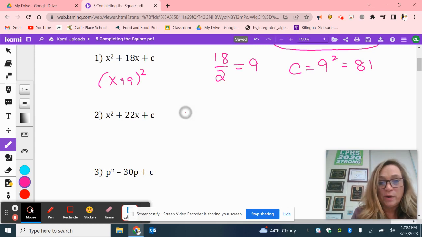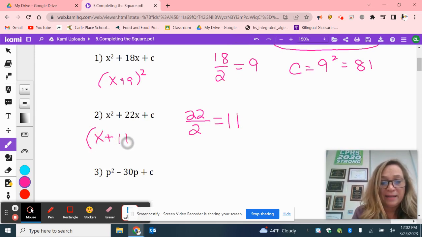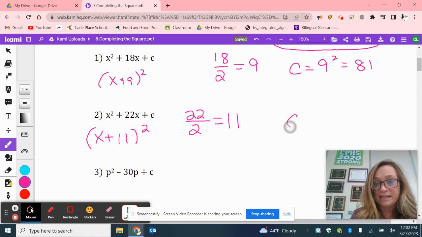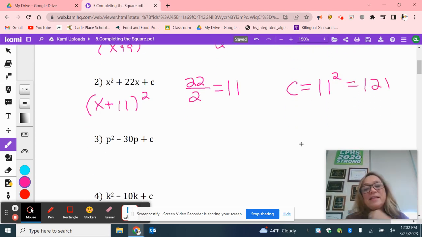So I'm going to take the 22 and cut it in half, and that gives me 11. That tells me that before this was multiplied, it was x plus 11 squared. Therefore, c is equal to 11 squared, which is 121. The other thing to keep in mind is that c is always positive.